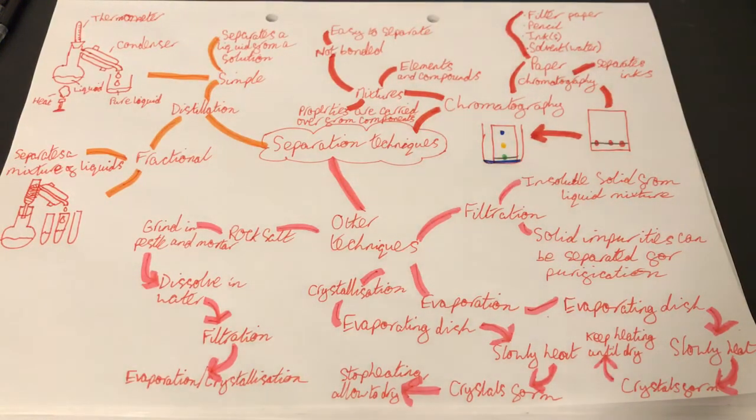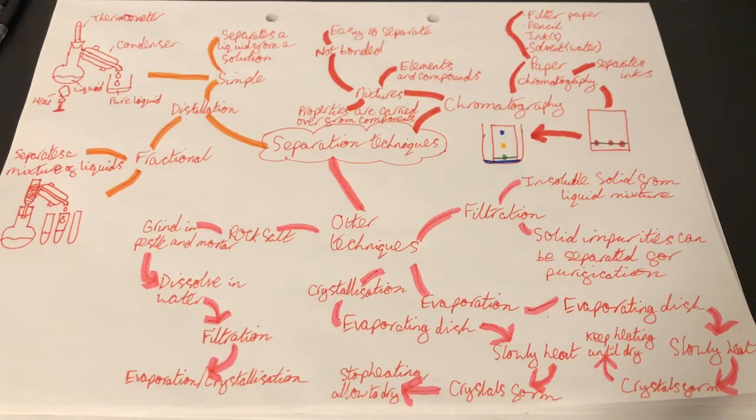Mixtures are not chemically bonded, the atoms are just kind of mixed in together. They're not bonded at all, so they're quite easy to separate. I mean, obviously, you might need some of these separation techniques that I'm going to talk about, but other than that, they're relatively easy to separate.